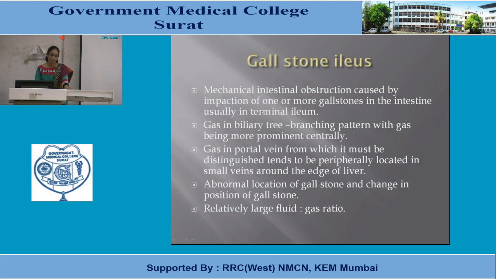What is gallstone ileus? Mechanical intestinal obstruction caused by impaction of one or more gallstones in the intestine, usually in the terminal ileum. On X-ray abdomen you can find gas within the biliary tree, with a branching pattern and gas being more prominent centrally. This can be differentiated from gas in the portal vein, which is located peripherally near the edges of the liver, while gas within the biliary tree is present centrally.